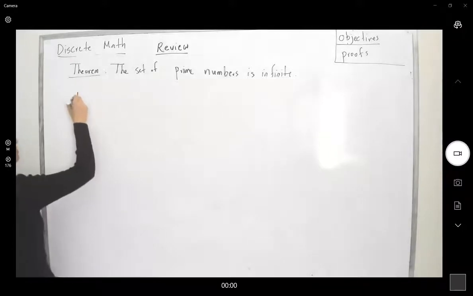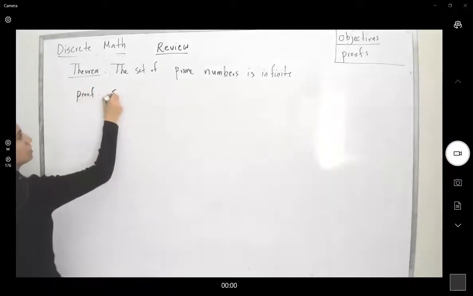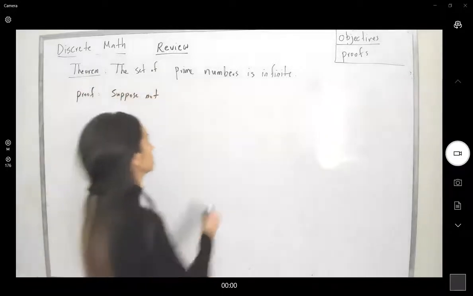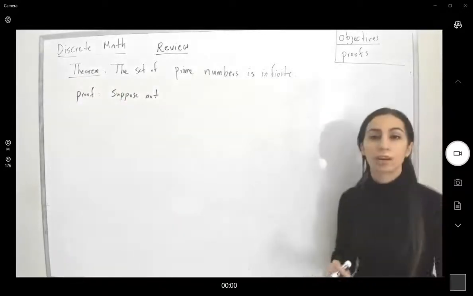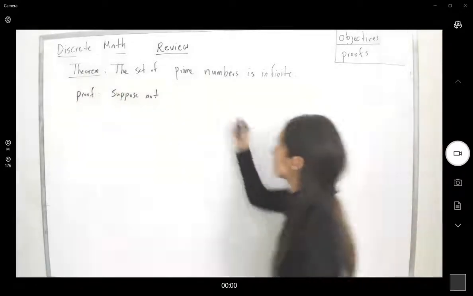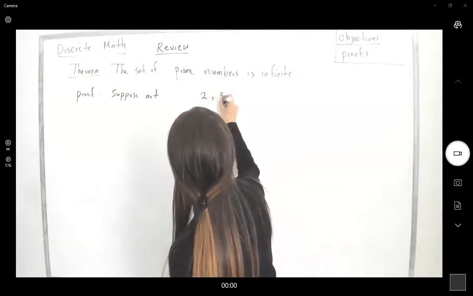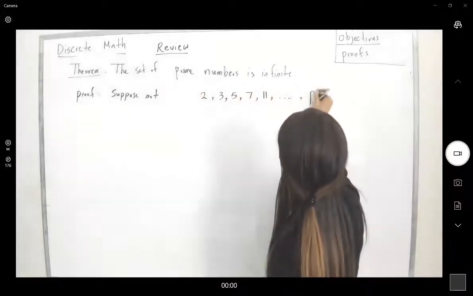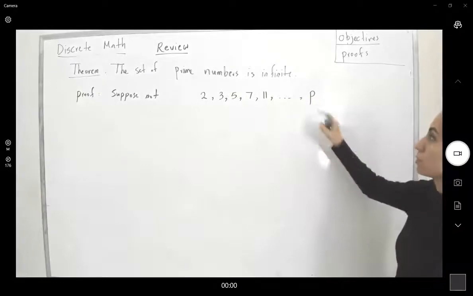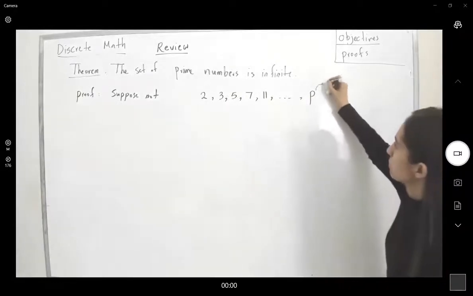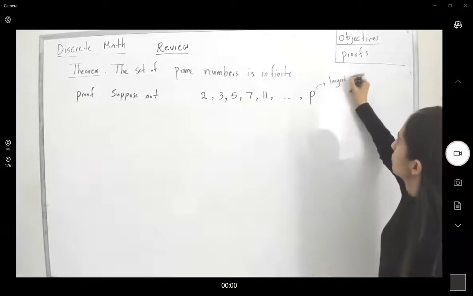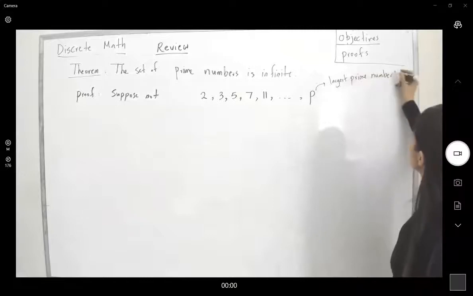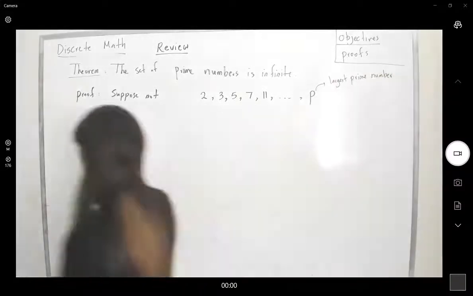Suppose not. So here you have your proof. Suppose not. What's the meaning of that? It means that if you assume the set of prime numbers stops somewhere, you have 2, 3, 5, 7, 11, and it stops at p. Suppose p is the largest prime number.